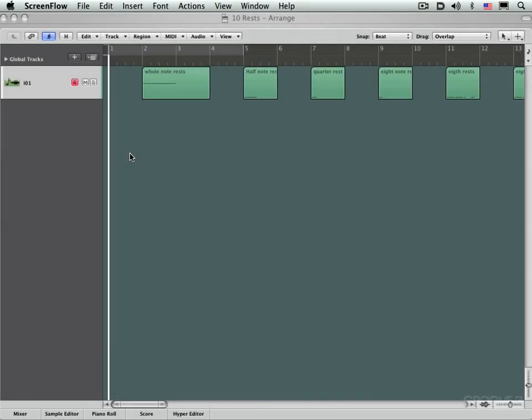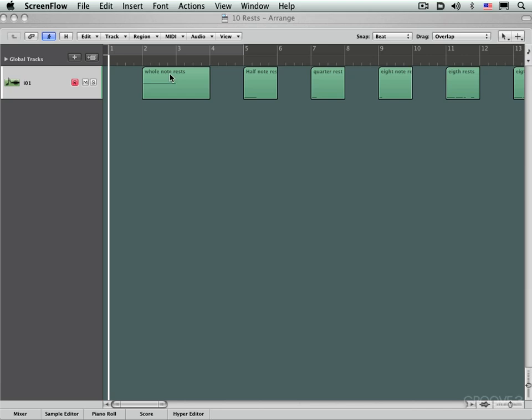Rests are used to show a period of silence in a bar of music. Now, each note value that we've looked at, whole notes, half notes, quarter notes, eighth notes, and 16th notes, have a corresponding rest that is equal to the same duration of those notes. So let's look at what those look like.